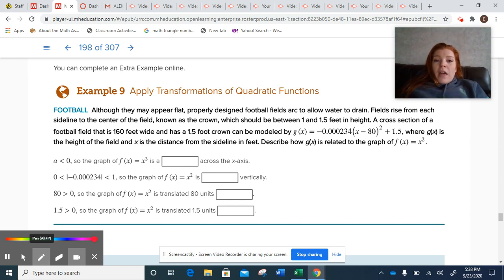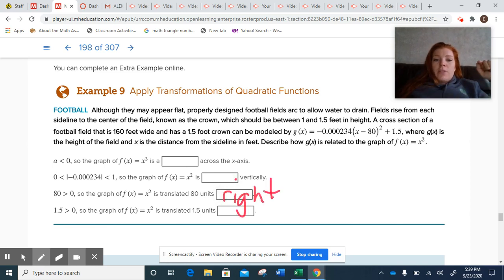So, starting with the 80. Remember, the 80 is negative here. So instead of it going to the left like it normally would, it's opposite and goes to the right. So 80 units to the right in our equation. The 1.5 in the back is talking about the fact that our football field is 1.5 feet high in the middle. So our graph went up 1.5 feet. Okay, up.